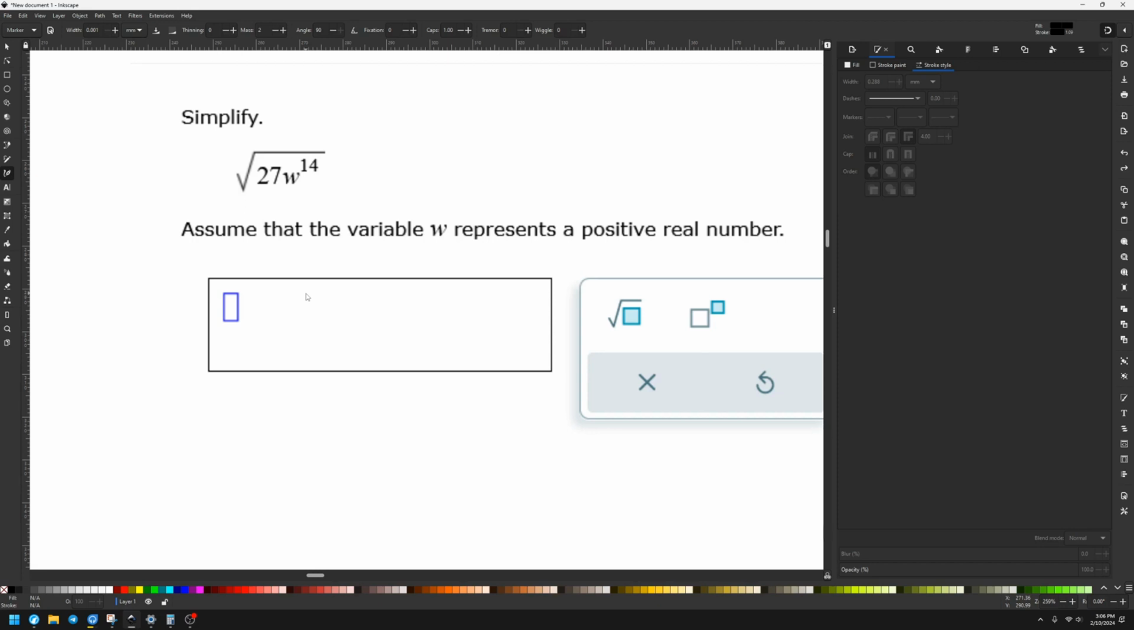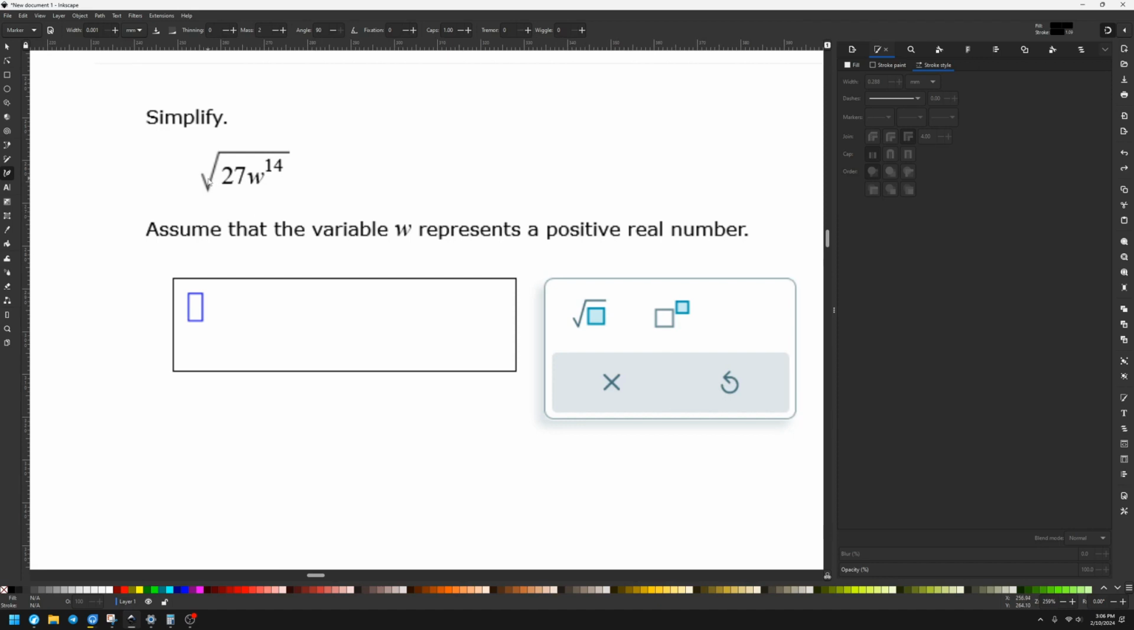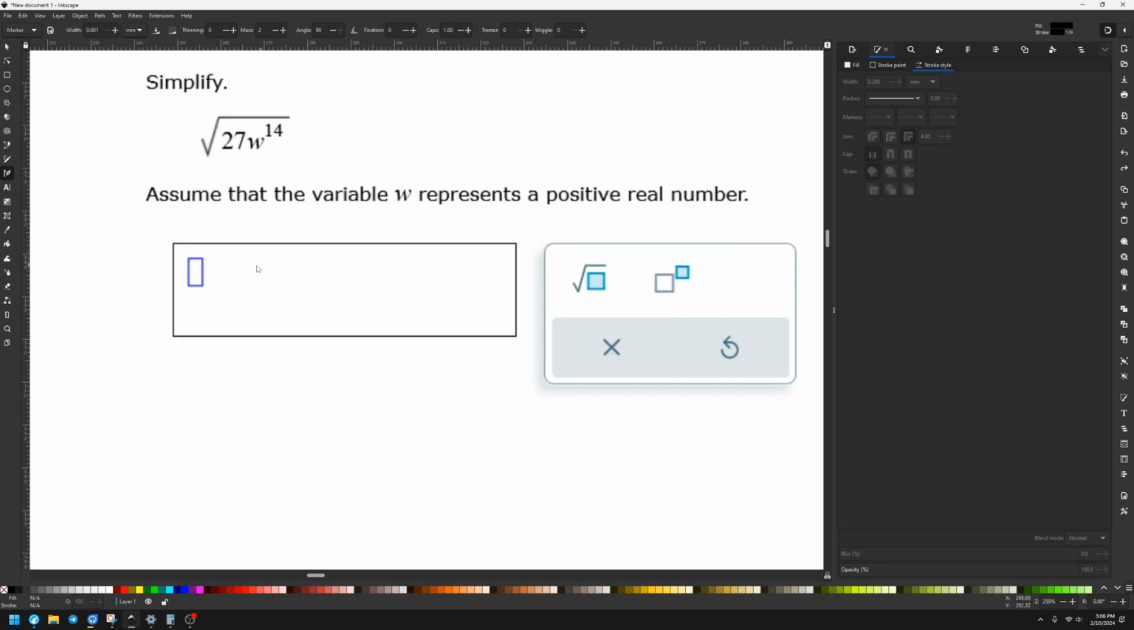How to do the radical problems on the Alex homework. Okay, so the first problem: simplify the square root of 27 times w to the 14th. Assume that the variable w represents a positive real number. And when it tells us that it represents a positive real number, it's just saying, let's not worry about absolute value for this problem. So our final answer is not going to have absolute value.